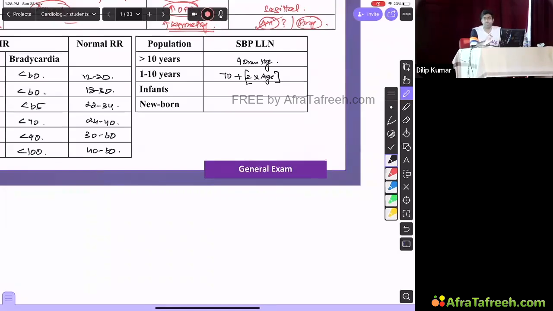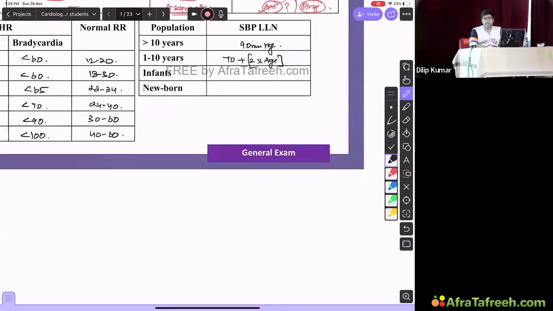This is the lower limit; I'm not telling you about the normal BP. I'm talking about the lower limit of normal, which means if the BP is less than that predicted by the formula, it is hypotension. 70 plus 2 multiplied by age, 2 times the age. And in infants, 70 is considered to be the lower limit of normal, which means anything less than 70 in an infant is hypotension. And in a newborn, it is 60 millimeters of mercury. So less than 60 in a newborn is considered hypotension.